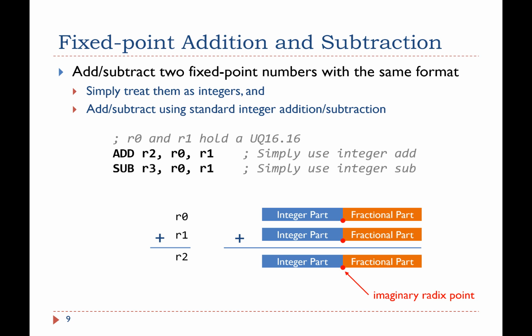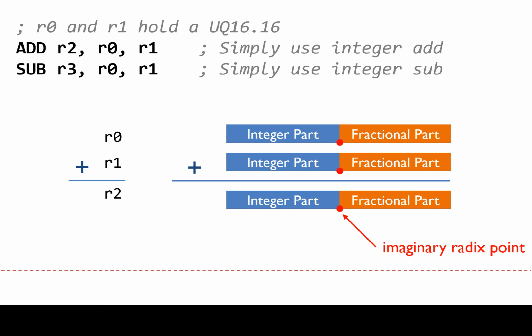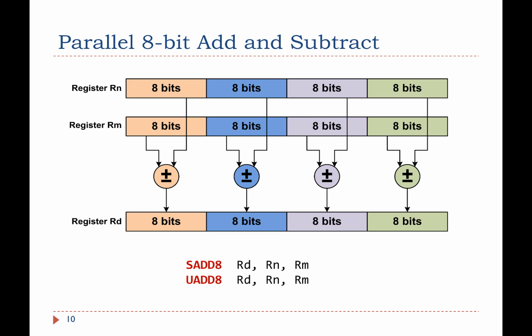Adding or subtracting two fixed point numbers with the same format can be simply implemented by using standard integer instructions, add or subtract. We can simply treat them as integers and add or subtract them directly. Intuitively, this makes sense, since both fixed point numbers have the same format. The radix points are at the same location, and these two numbers are perfectly aligned. Therefore, we can directly add or subtract them.